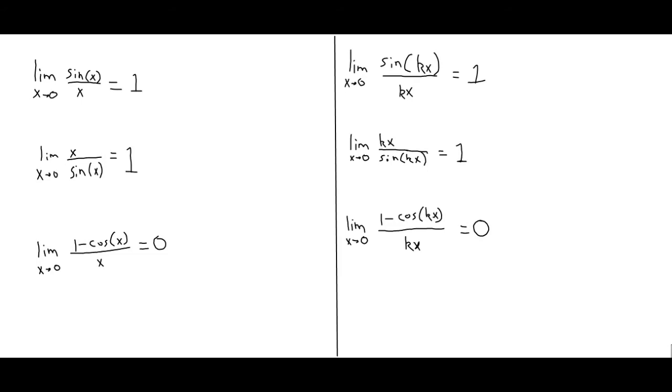It can just be sine of x over x. It can be sine of 12x over 12x. All that matters is that the coefficients are the same. And so with that, we're going to dive into some examples.